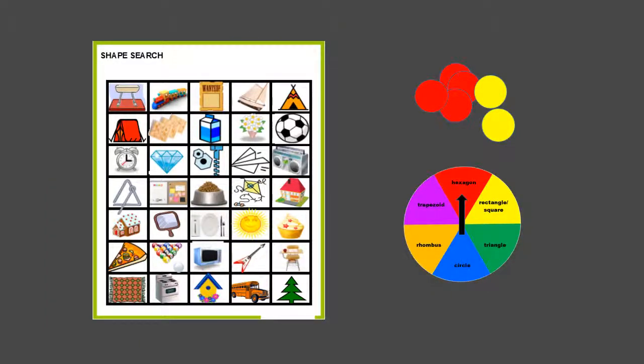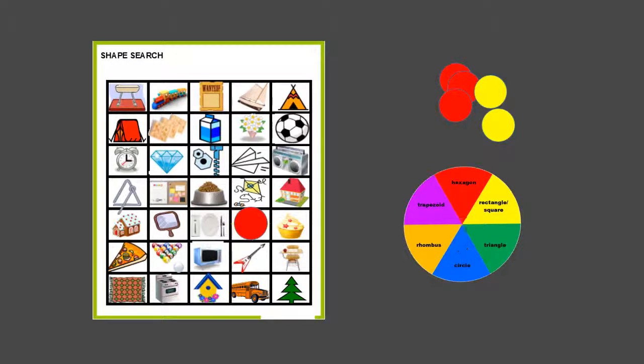To play this game, students will notice that on the Shape Search board are a bunch of pictures, and they will spin the spinner to determine if the shape that they land on looks like the shape in one of the pictures on the board. So for example, if they spin their spinner and it lands at circle, they can look around the board and determine what things look like a circle. Well, I think the sun looks like a circle, so they'll put their counter on the circle.